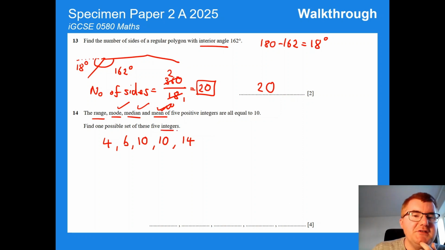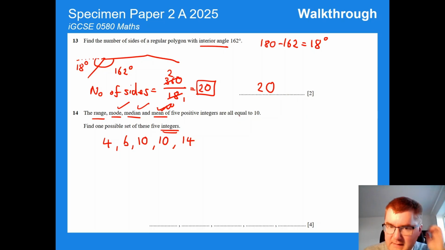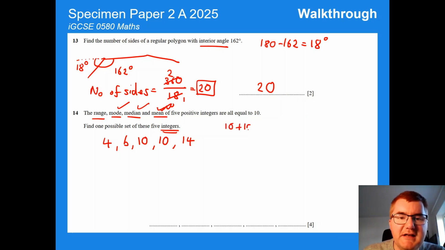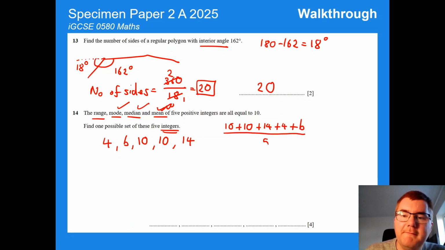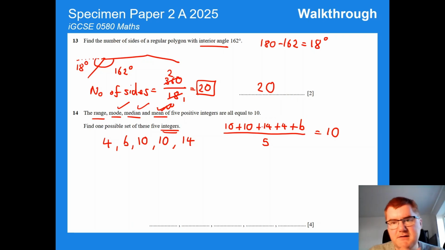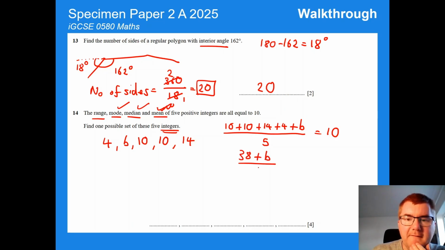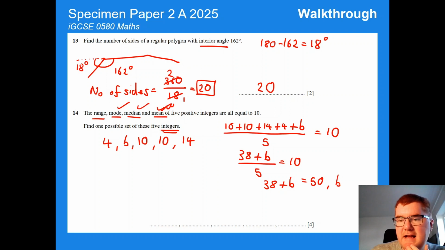It's integers, so we have to be a little bit careful here. If we work out the mean, if we add up all the numbers, 10 plus 10 plus 14 plus 4 plus b, all divided by 5 is equal to 10. If we add the tops here, we have 20, 34, 38 plus b over 5 is equal to 10. Therefore, 38 plus b is equal to 50. So then b has to be equal to 12. So my final number there would be 12.